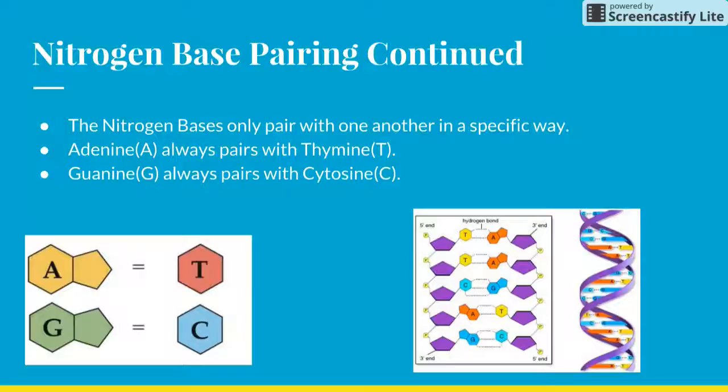The way that nitrogen bases pair with one another is very specific. They always pair the same way, based on their shape and where the partial charges are. So adenine, A, always pairs with thymine, T. Guanine, G, always pairs with cytosine, C. Like the images on the screen, we will always see the pairs A and T, or T and A together, and G and C, or C and G together.